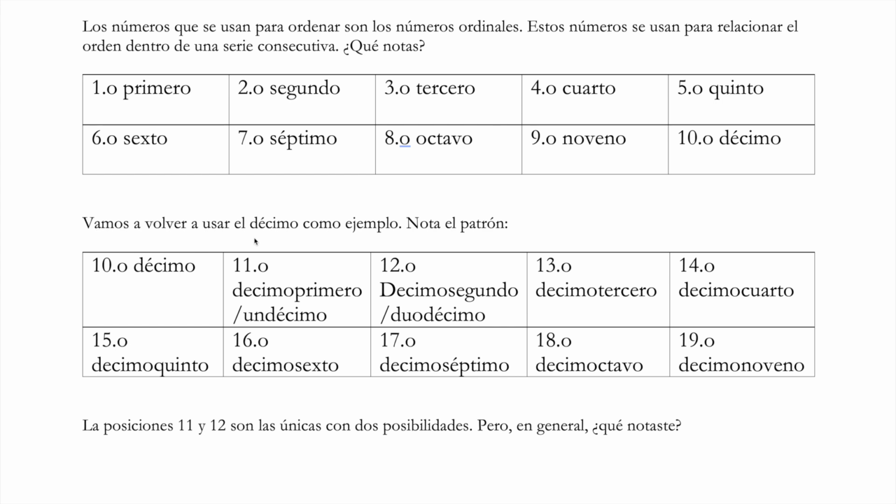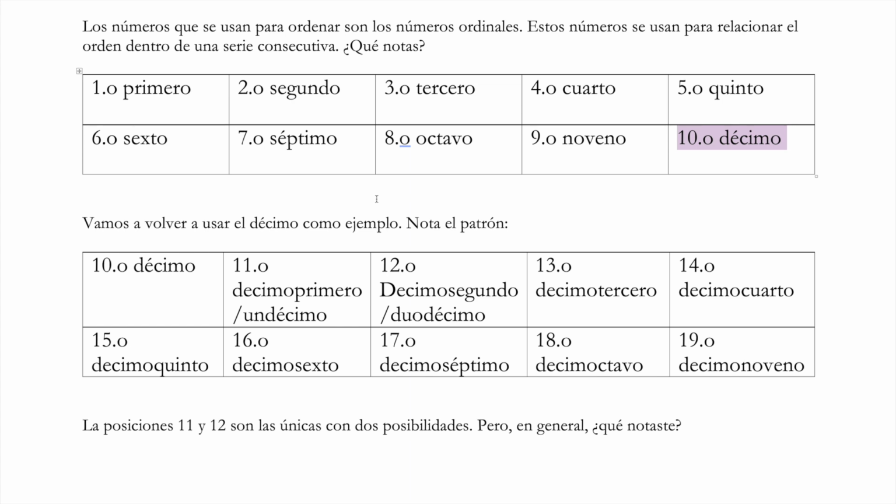Ordinal numbers are the numbers that we use to position things, to order things. In what order are they, or did they arrive, etc. So this would be your first, second, third, fourth, fifth, sixth, etc. So we're going to have primero, segundo, tercero, cuarto, quinto, sexto, séptimo, octavo, noveno, décimo.